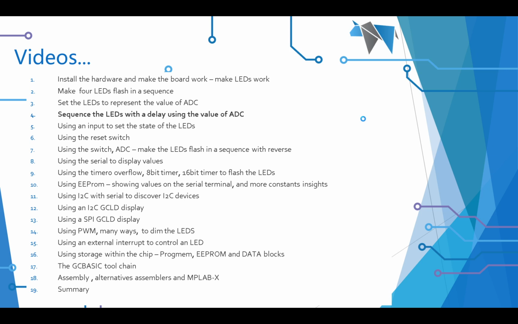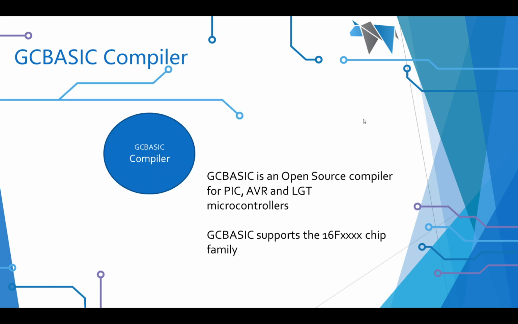So let's get into part 4. GCBASIC is an open source compiler, so what I'm showing you is specific to the 16F, but you can do the same in an AVR or LGT, an advanced chip. You just need to change some of the settings as we get deeper into this video set. This is for the 16F, as I've said previously. Same applies for 10F or 12F.